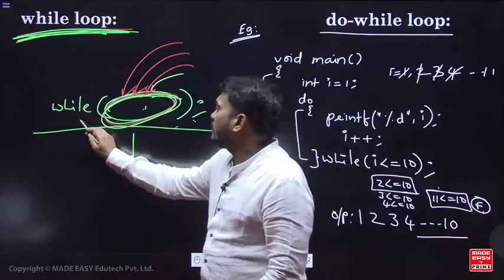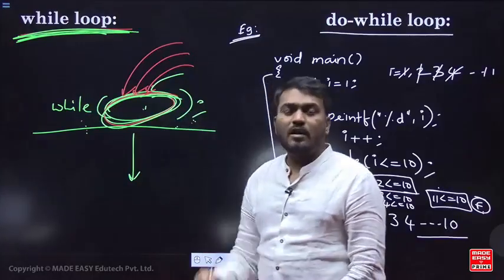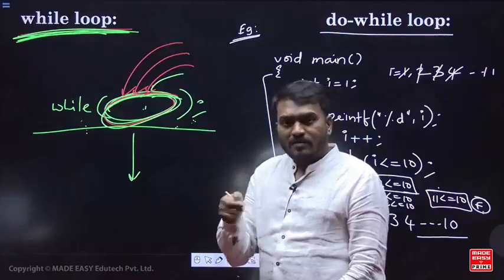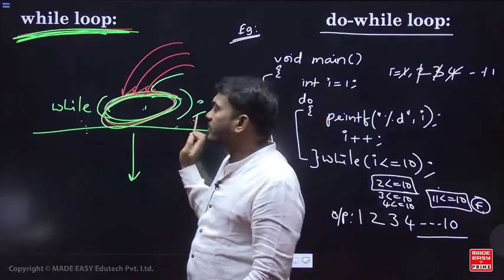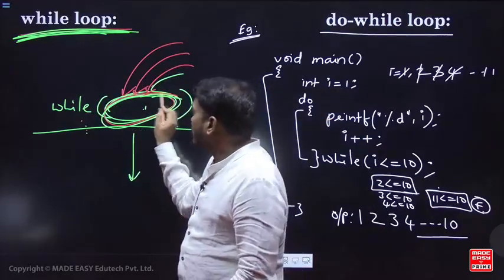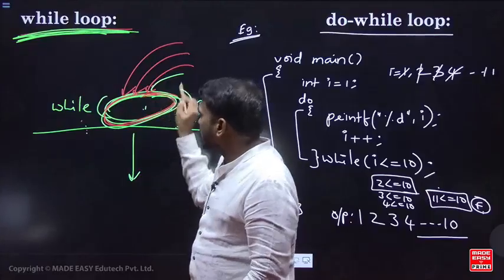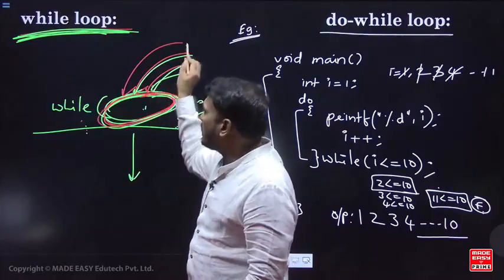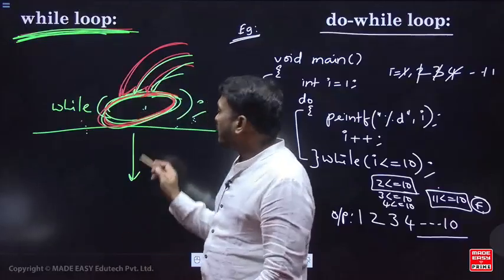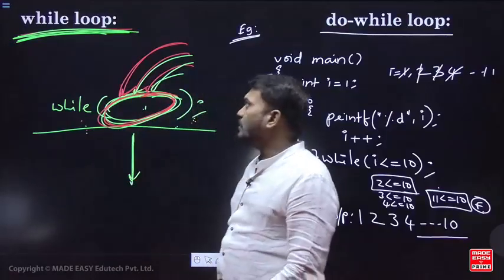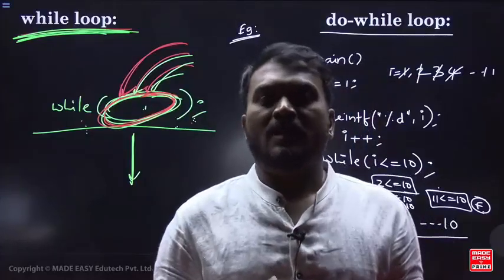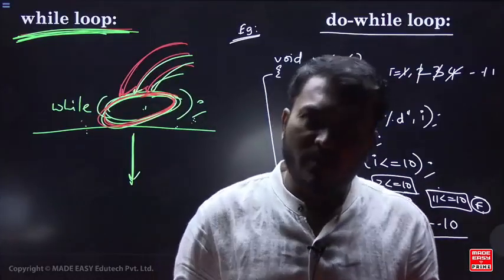Listen here, while को semicolon लगा सकते हैं. You can also have a semicolon for the while loop. If you are keeping semicolon for the while loop, what is the meaning of this? If the condition is true, execute this once again. If the condition is false, you come out of the while loop. So that is the meaning of while semicolon.